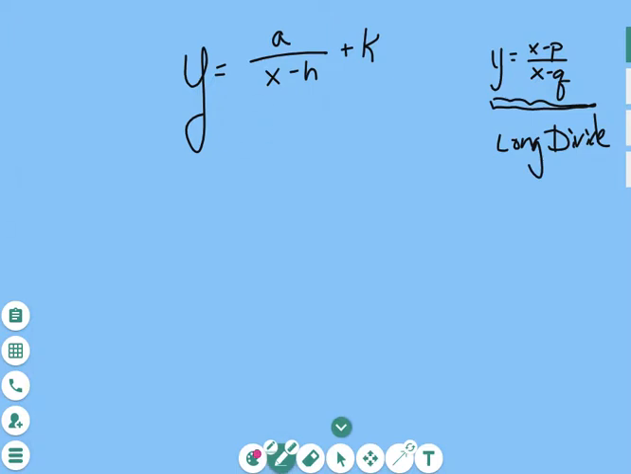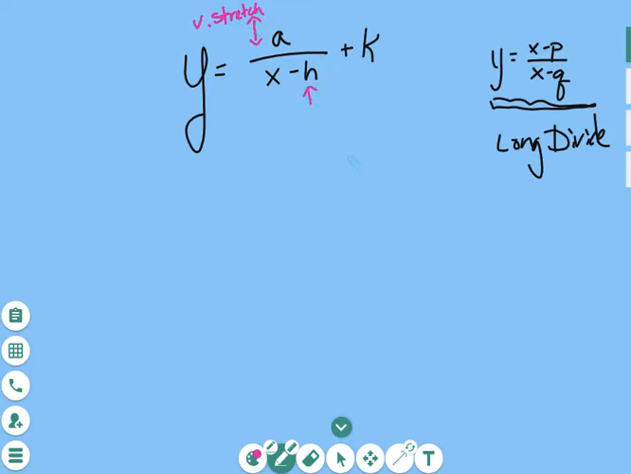So, a few important things to recognize. We use the same 3 letters in all of the different types of videos that I make because it just makes life a little bit easier. A being our vertical stretch and shrink, meaning it makes our graph taller or shorter. So that would be where our vertical stretch and shrink comes from.